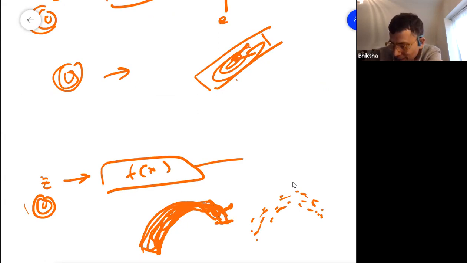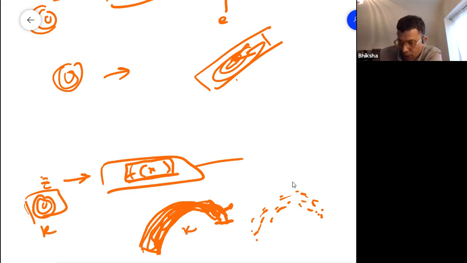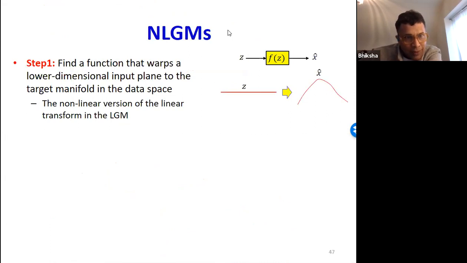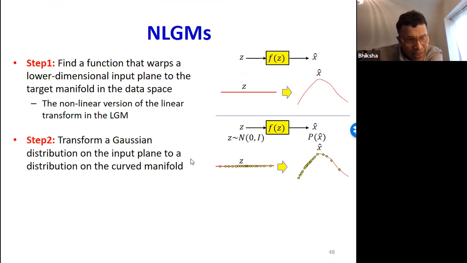But what that really means is that I need to learn this function f, which takes a k-dimensional plane and converts it to a k-dimensional curved manifold in the n-dimensional space. So learning an NLGM is all about learning this function f. So what we will do is to find a function f that warps the lower dimensional input plane to the target manifold in the data space.